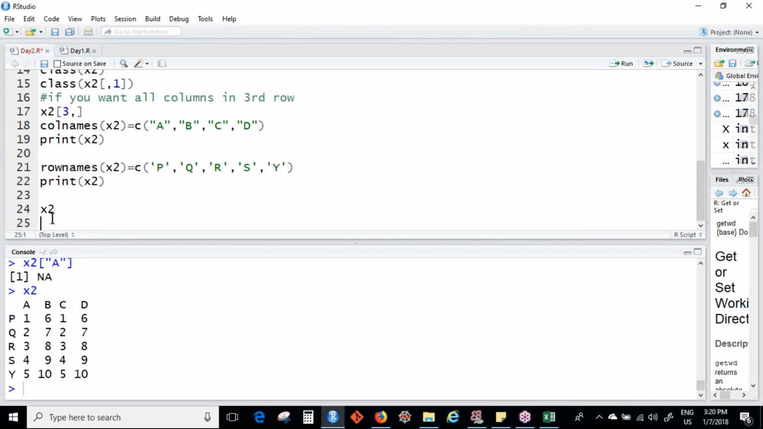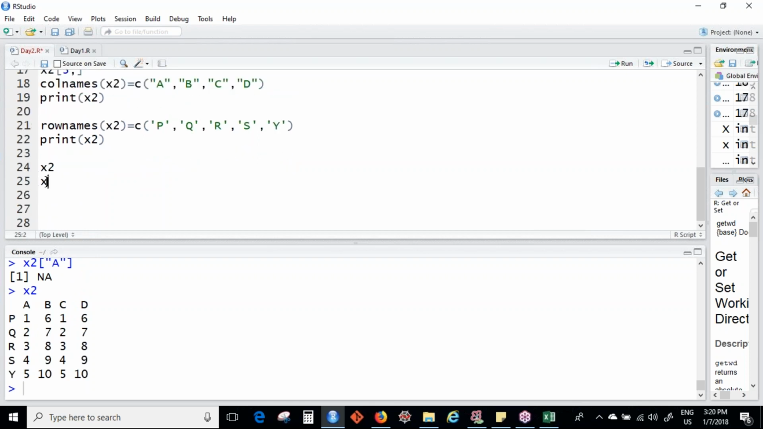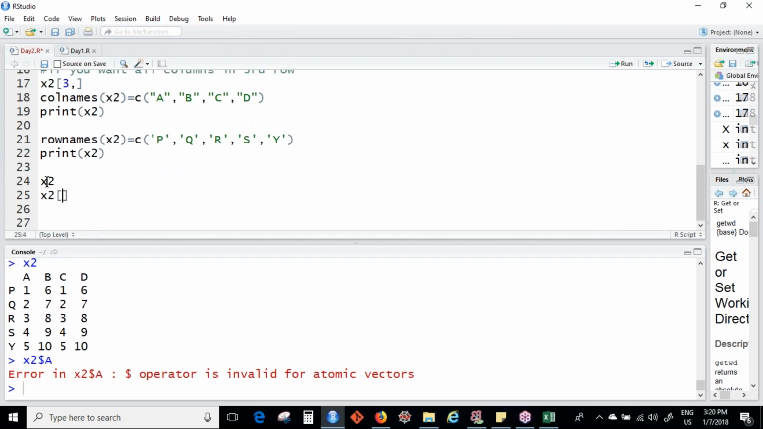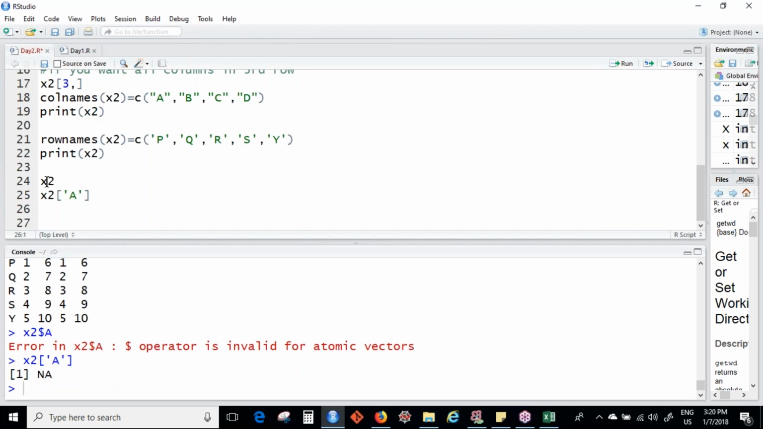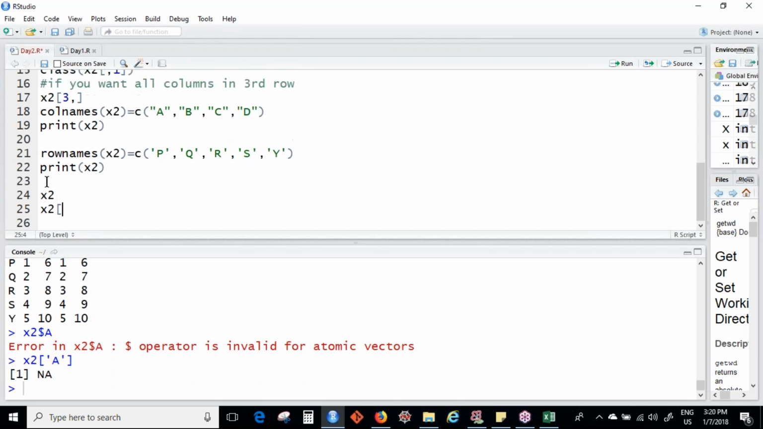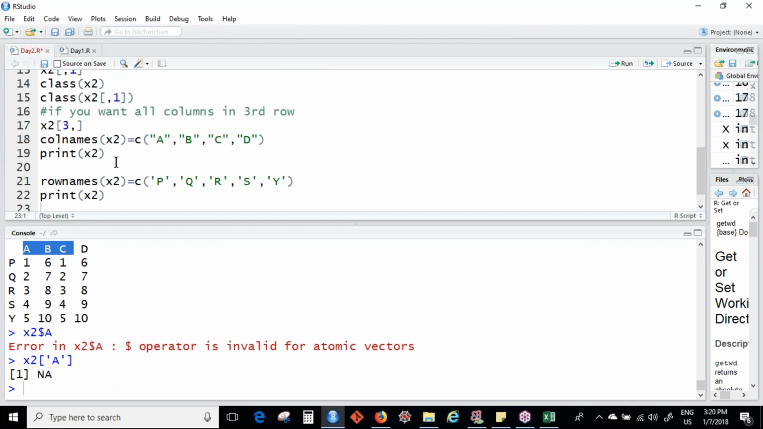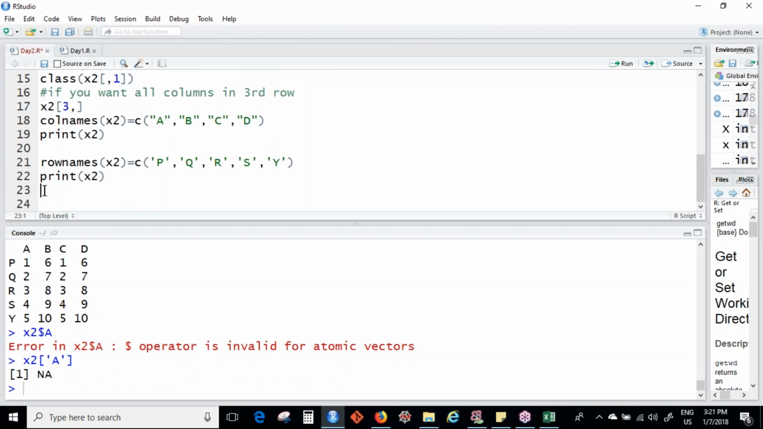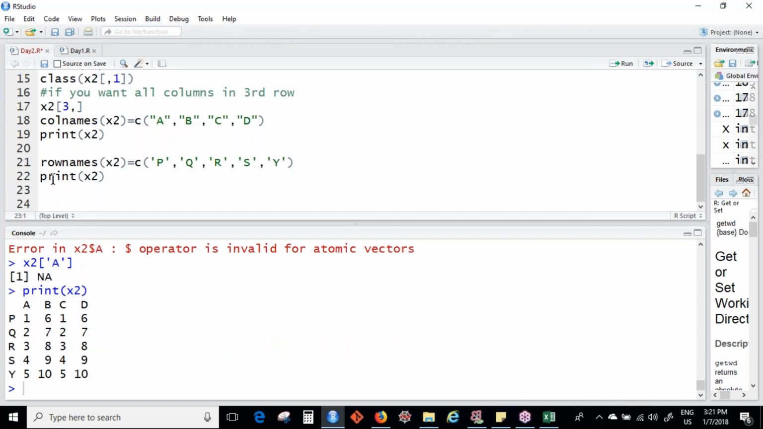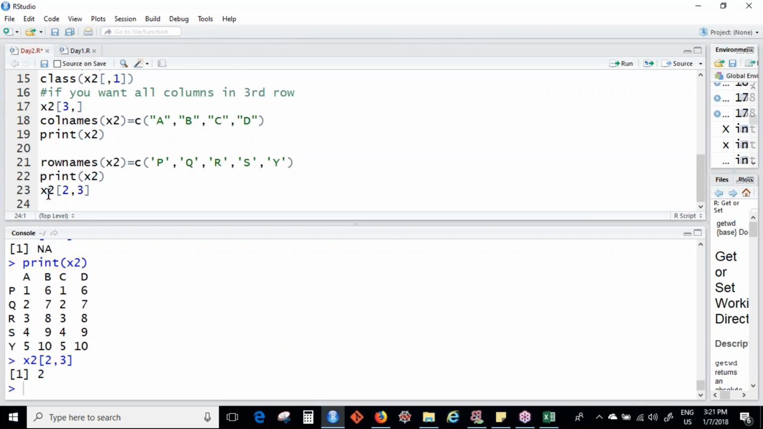Okay, we should be able to use the names also. So x2... no, it's not working. Okay, never mind. So we can use the normal indexing only. You cannot call them by using the column names. So if you want any particular thing, let's say x2, you can still use 2 comma 3. That will always work. Okay.